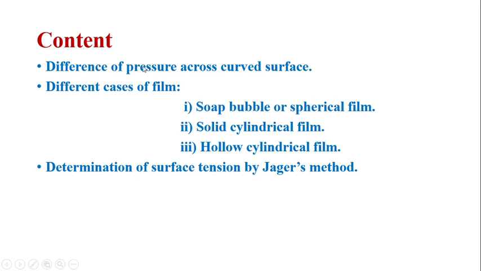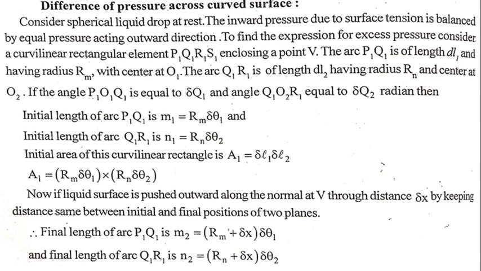Now, today's topics are difference of pressure across curved surface, different cases of film: first, soap bubble or spherical film; second, solid cylindrical film; and third, hollow cylindrical film; and determination of surface tension by Jaeger's method. Now see, difference of pressure across curved surface.